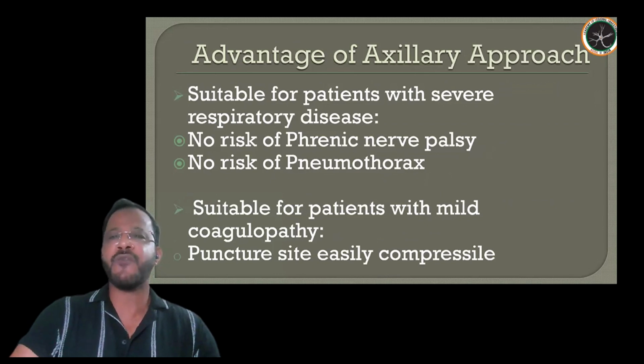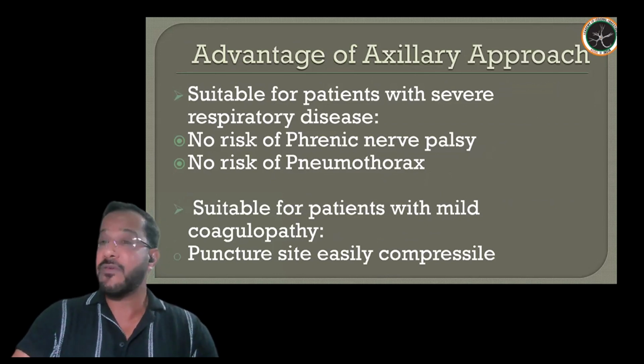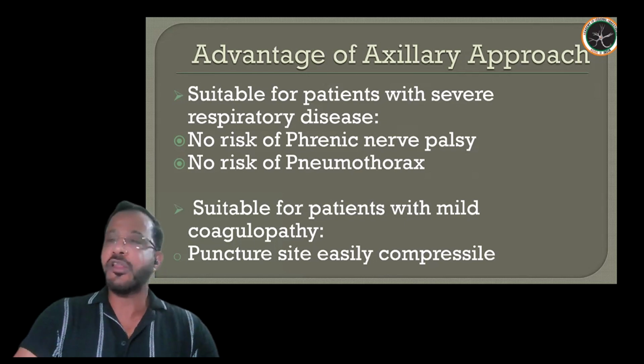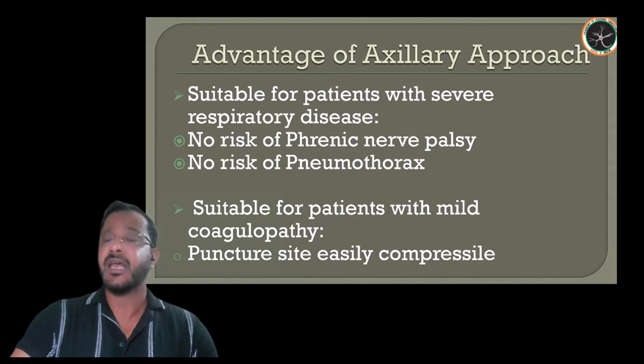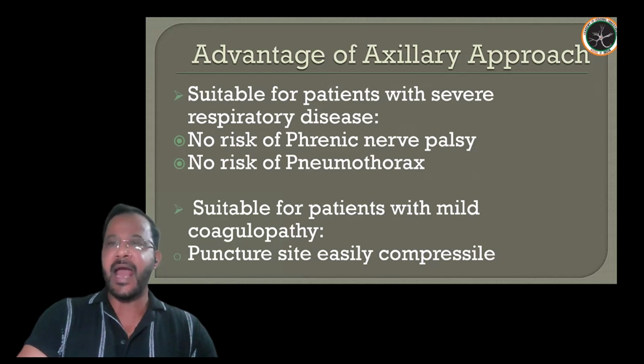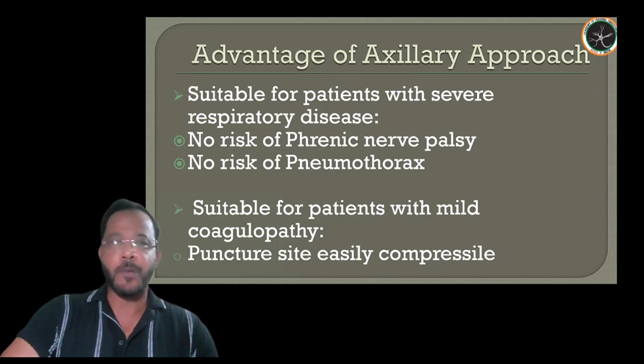So, what is the advantage of the axillary approach? It is suitable for patients with severe respiratory disease because there is no chance of lung injury, no chance of phrenic nerve palsy, and no risk of pneumothorax. It is also suitable for patients with mild coagulopathy because the puncture site, the axillary artery, is easily compressible. Suppose you have accidentally punctured the axillary artery, you can compress it and stop the bleeding.